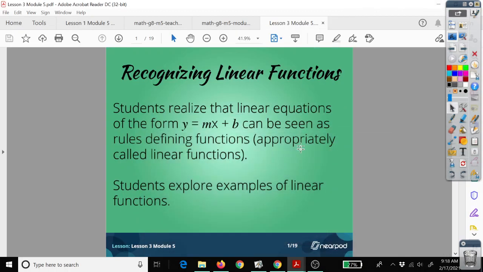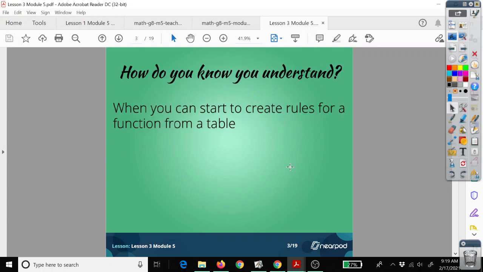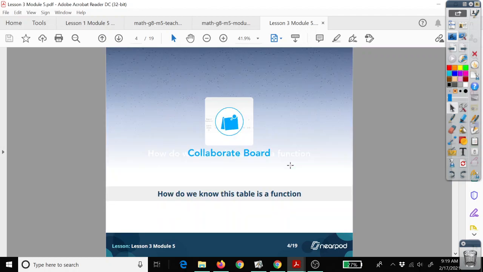Hello, students. We are on lesson 3, module 5, recognizing linear functions. So we realize that linear equations in the form of y equals mx plus b can be seen as rules defining our functions. We call them linear functions. So let's explore some of these. You'll be able to create a rule for identifying functions in tables, graphs, and equations. And you will know you understand when you can start to create rules for a function from your table.